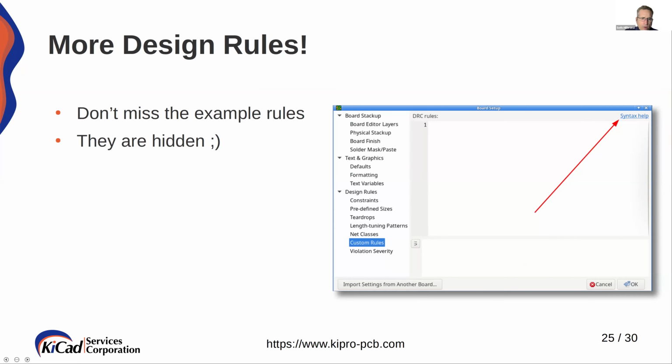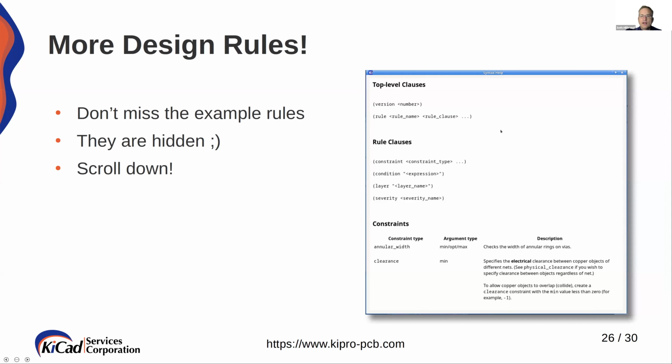Now, we went over a few rules, but there are lots of them in KiCad. And the example rules are a great place for you to start when you are building your own rules for KiCad. Now, they are in the custom rules window. So if you go to board setup, go down to custom rules on the left here, and then look up in the top right. You see that there's a syntax help item. We put them there so that when you're writing the rules, you can click on that and pull up a little help window that gives you basic ideas.